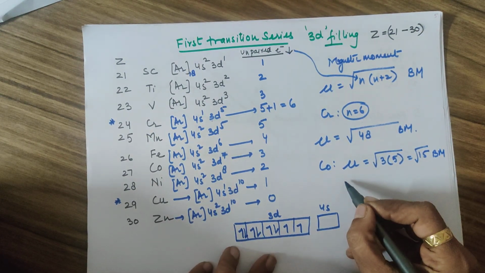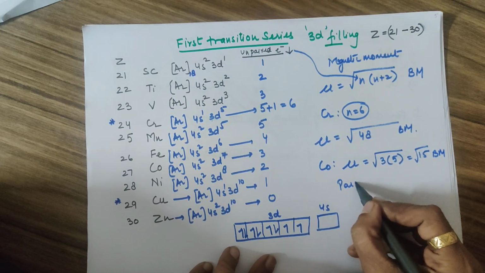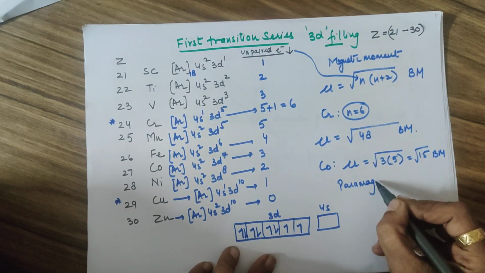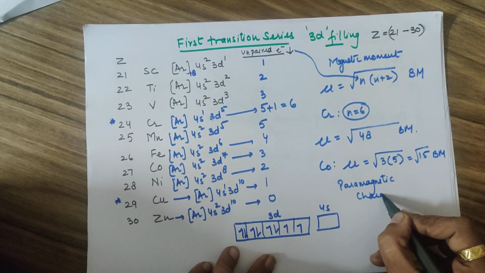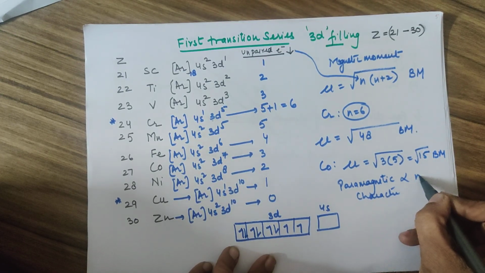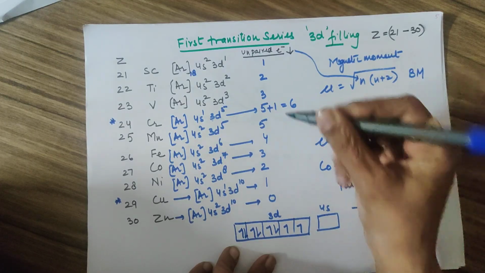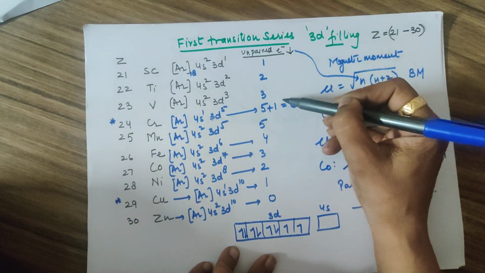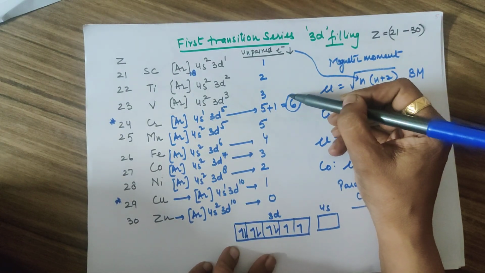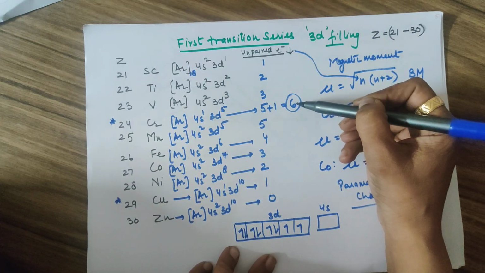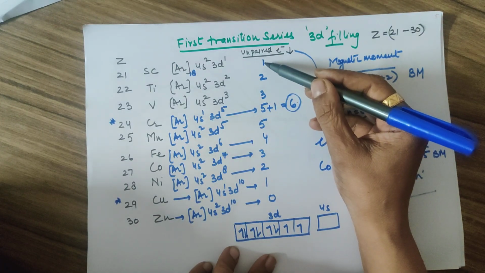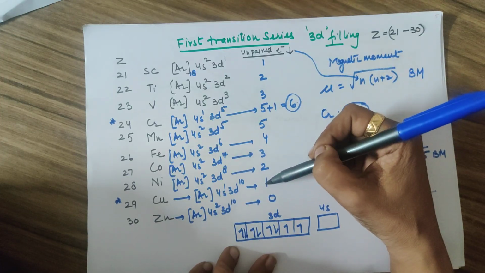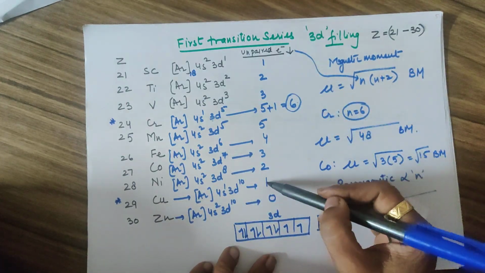Also, the paramagnetism or the paramagnetic character is directly proportional to the number of unpaired electrons. So out of these, the maximum number of unpaired electrons are for chromium. So chromium is most paramagnetic, while the least number of unpaired electrons is 1 in case of scandium and 1 in case of copper. So they are least paramagnetic.